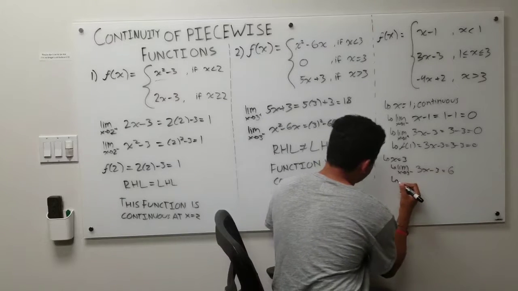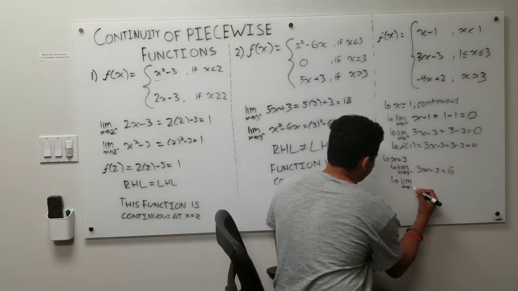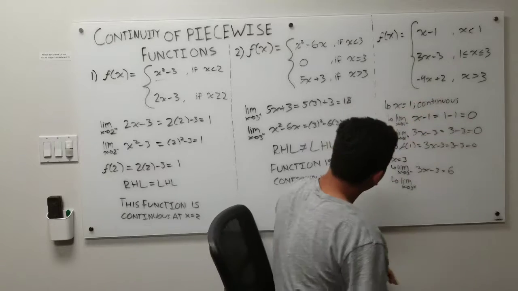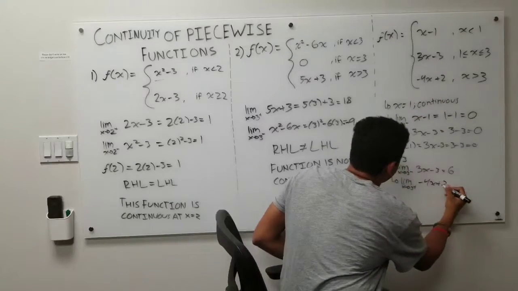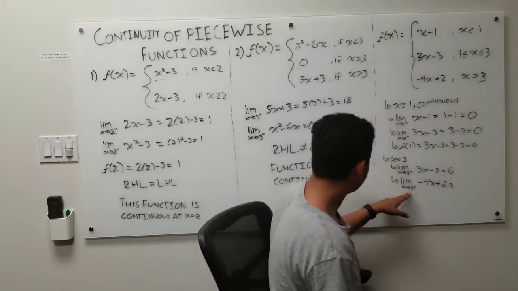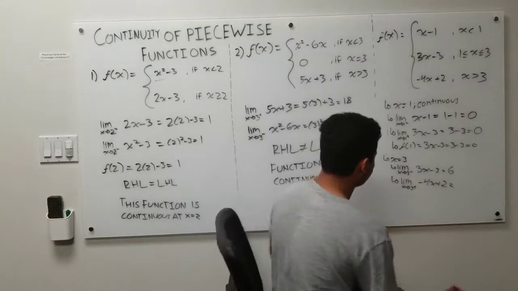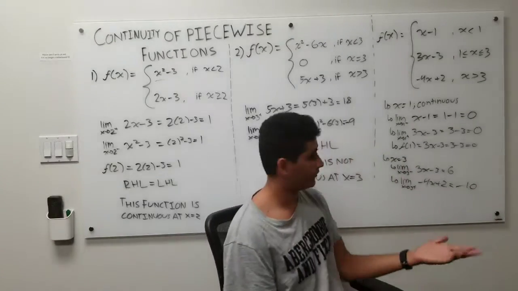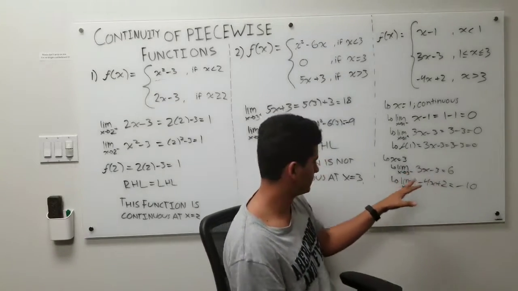You're going to do the same thing for the right side. The limit as x approaches 3 from the right side gives us this function, minus 4x plus 2, and you're going to plug in the value of 3. Minus 4 times 3 is minus 12. Minus 12 plus 2 is minus 10. And from this, we can already see that the limit doesn't exist. Therefore, this portion of the function is not continuous.